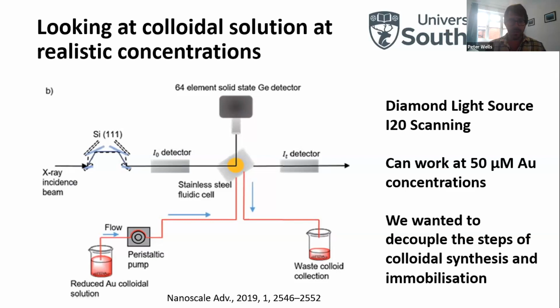But I-20 scanning at Diamond Light Source is an absolutely amazing beamline. If you want to work at dilute concentration, it's a really good place to go to. And so here we made our colloid solution. We then flowed it through a sample cell, and we measured our EXAFS data in fluorescence, and we made sure that there was no change over time. And we also made sure there was no fouling on the reactor or the windows of the reactor.